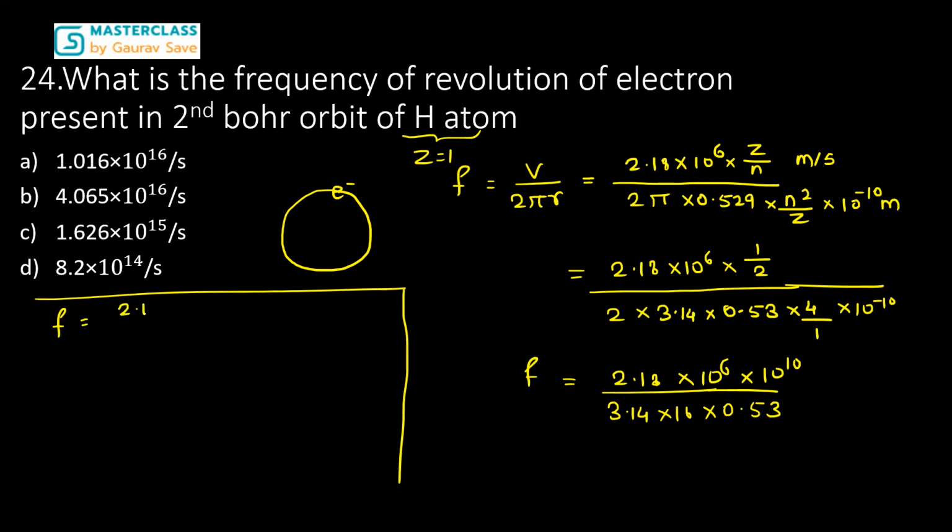Frequency is equal to 2.18 into 10 raised to 16 upon 3.14. Let's assume 3.14 as 3 and 0.53 as 0.5. So 3 into 16 into 0.5 will become 24, and this will become 2.18 divided by 12 into 10 raised to 16. So let's assume 2 ones are 2, 6 are. So the answer will come in the range of 1 upon 6 into 10 raised to 16.